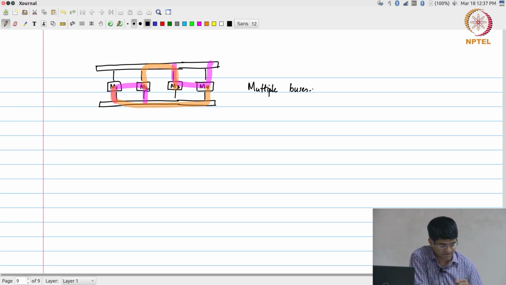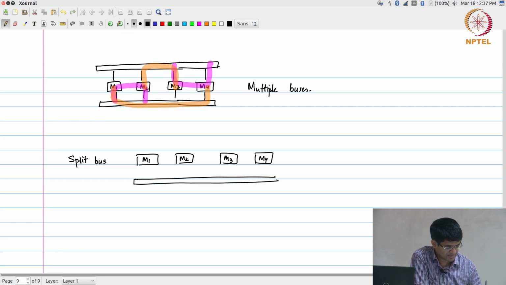Another thing that can be done is actually to say, let me be a bit more clever about this. Can I think of splitting a bus? Okay. So, what does that mean? A split bus is actually a bit more tricky. What it is basically saying is, I have M1 over here, M2 over here, M3 and M4. I have a bus, but now what I am going to do is break this and have some kind of a bridging module that goes between them.